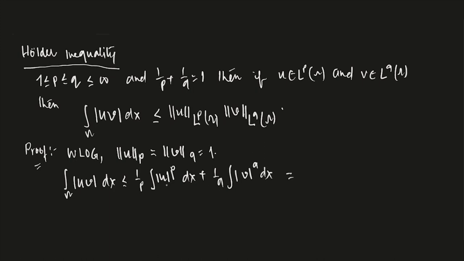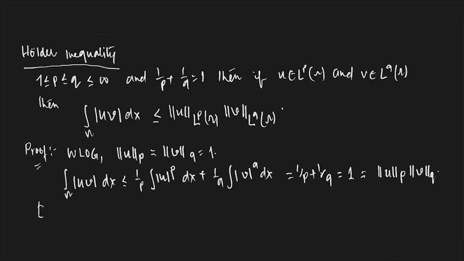is 1, this is 1, and then it becomes 1 by p plus 1 by q, and that will be 1, okay, and this is norm u p times norm v q. So you see, this is true. Here I am using Young's inequality, okay, and now why can we use this thing that norm u p and norm v q is 1?